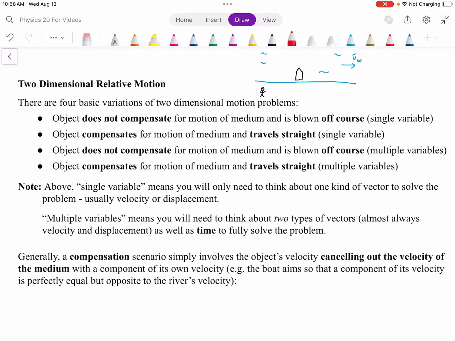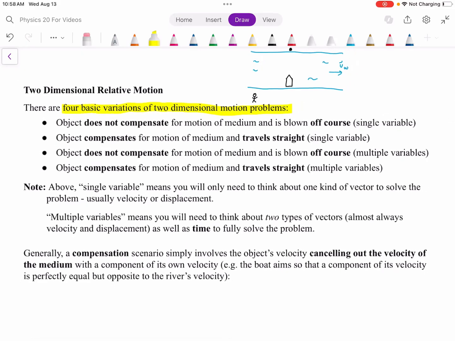So just to kind of give you an overview, there's basically 4 different ways these can be asked, or 4 different scenarios that we might see, okay? And really, there's like 2 and then different types of those 2, okay? So the big 2 categories are compensation and off course, right? So we either have a situation where an object does not compensate for the motion of the river, and as a result, it gets blown off course, right? It doesn't end up where it was trying to go, okay?